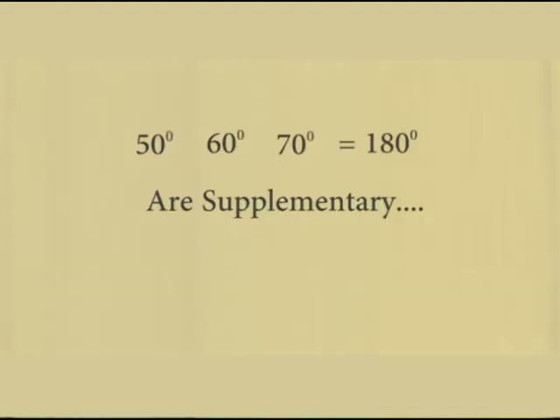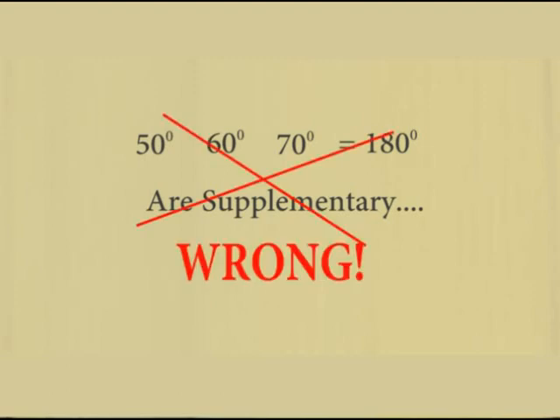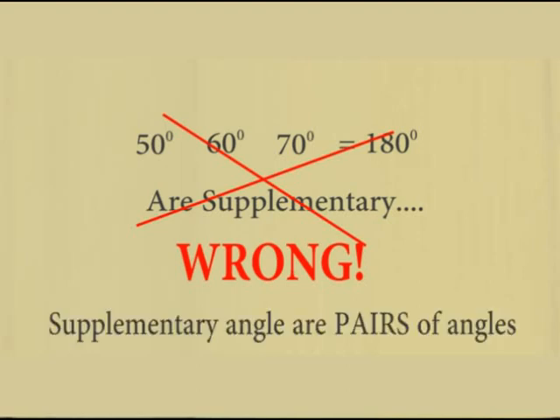So you'd say 50 degrees, 60 degrees and 70 degrees are supplementary angles, right? Wrong. Supplementary angles are a pair. They must be two angles and not more than that.